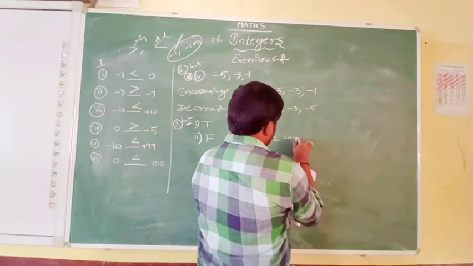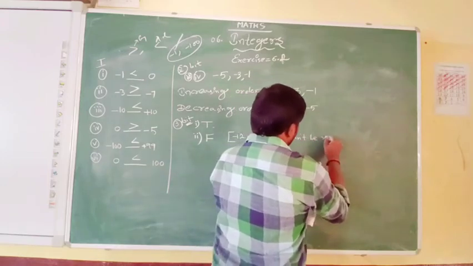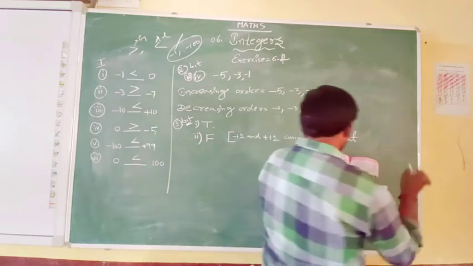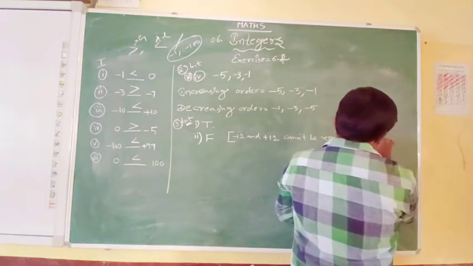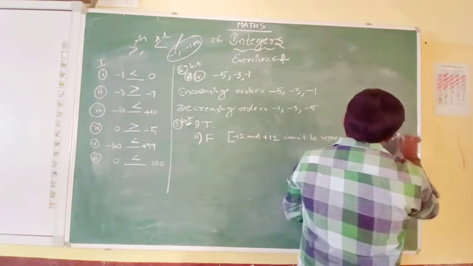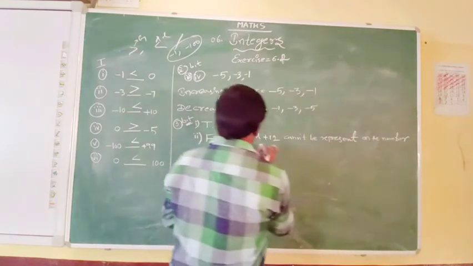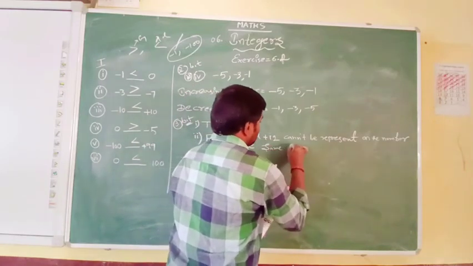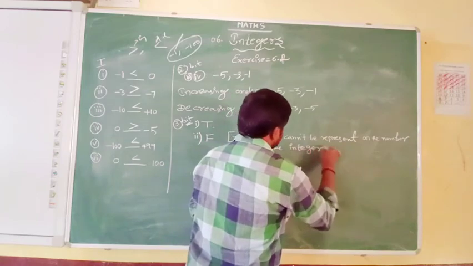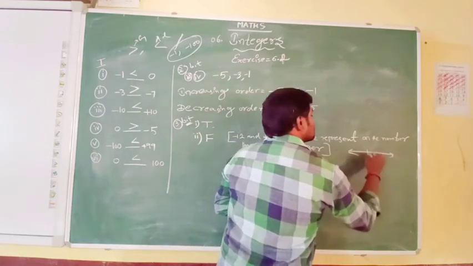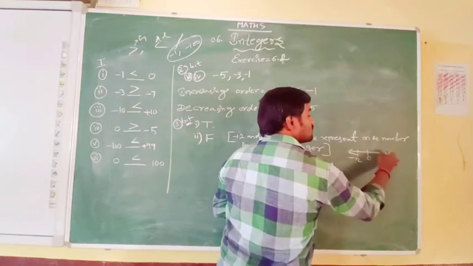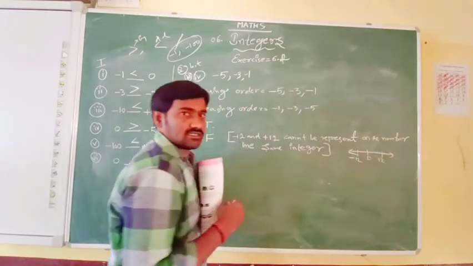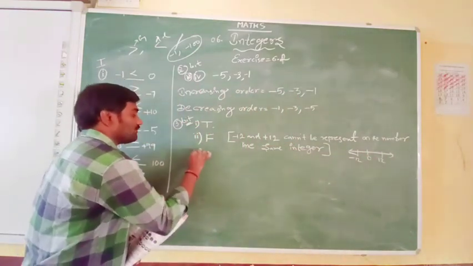So they cannot be represented on the number line as the same integer, because suppose here it is 0, -12 comes somewhere here, +12 comes somewhere here. This -12 and +12 cannot be represented in the same place. That is it.